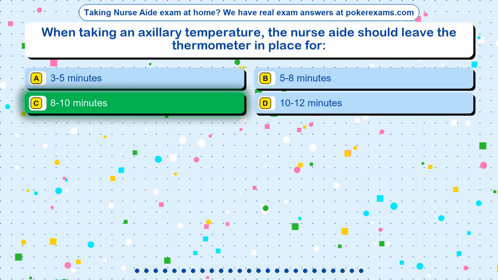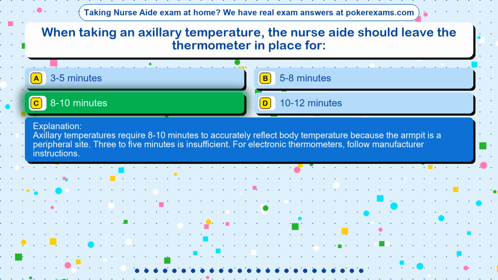The correct answer is option C. 8 to 10 minutes. Axillary temperatures require 8 to 10 minutes to accurately reflect body temperature because the armpit is a peripheral site. 3 to 5 minutes is insufficient. For electronic thermometers, follow manufacturer instructions.